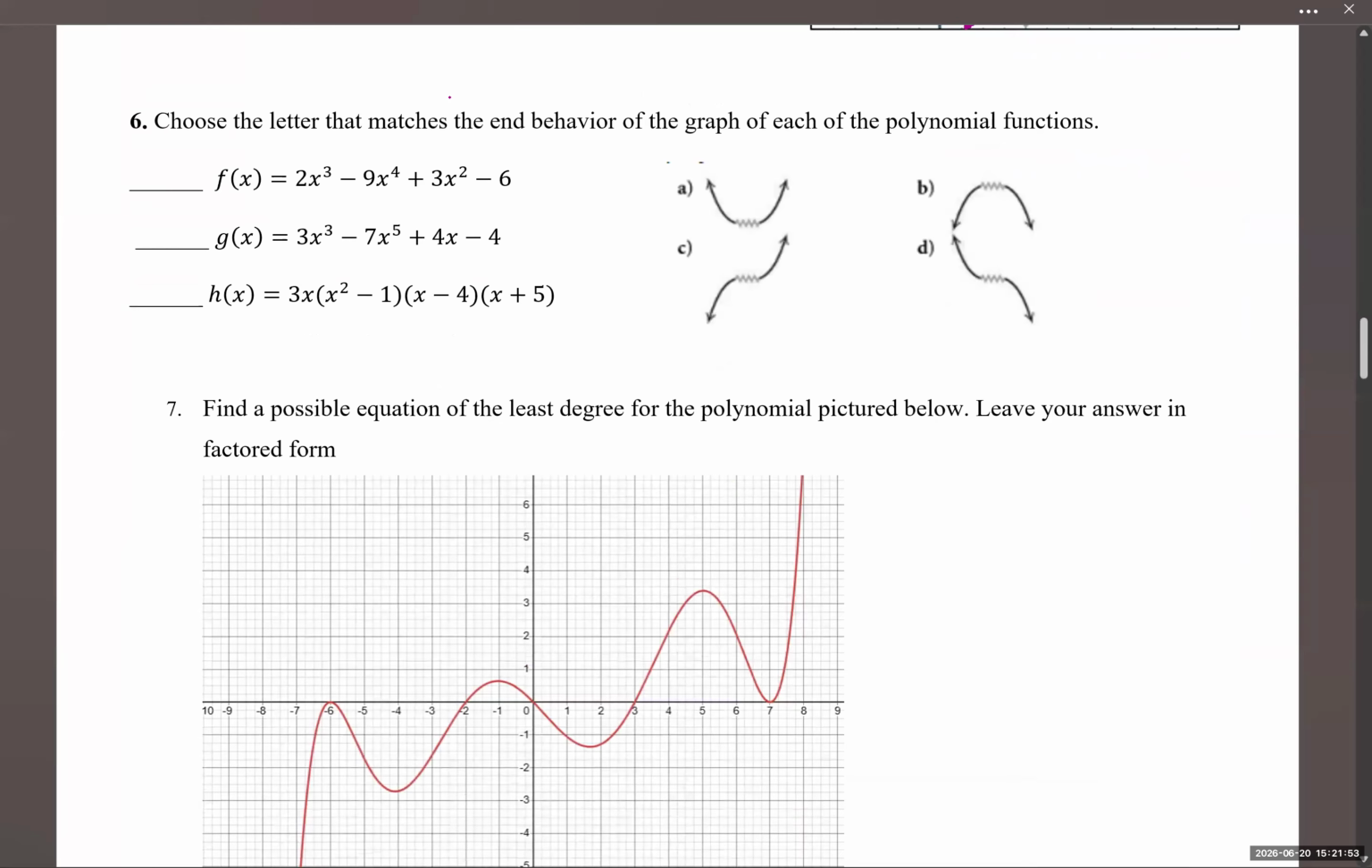Number 6, you need to choose the correct graph for the end behavior of the functions that are shown. That is determined by the degree and the leading coefficient of the function. So this first function, please be careful and don't grab the first term necessarily. Sometimes the correct term is hiding somewhere in the middle or even at the end. So the degree is the highest power on the x, which is 4 in our case. So degree here is 4. Leading coefficient is -9. So even and negative, that is graph B.